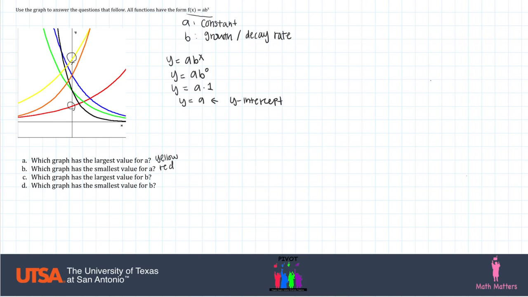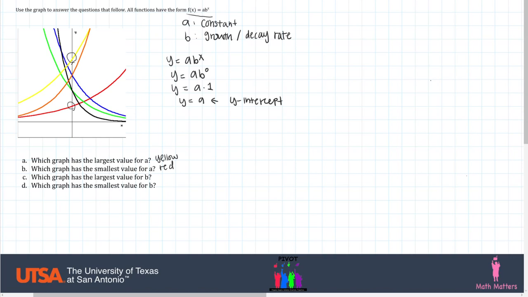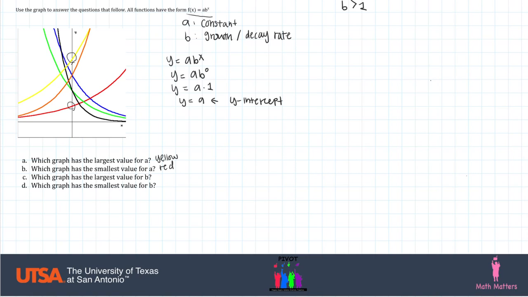All right. So the first two questions deal with the constant a, and the last two deal with the growth or decay rate, which is b. And for the decay rate b, we need to know that if b is greater than 1, then that's increasing. And if b is less than 1, that's going to be decreasing.